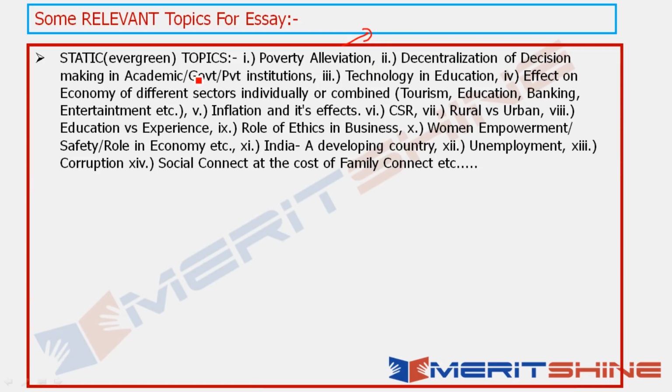Decentralization of decision making in academic or government or private institutions. This is a very relevant topic today also. It had been earlier also. See, academic institutions like the IITs, IIMs always fight for decentralization of decision making, autonomy. Similarly, government and private institutions also have that nature of conflict with the government, with the regulatory body. So is it good? Is it bad? How to do it?